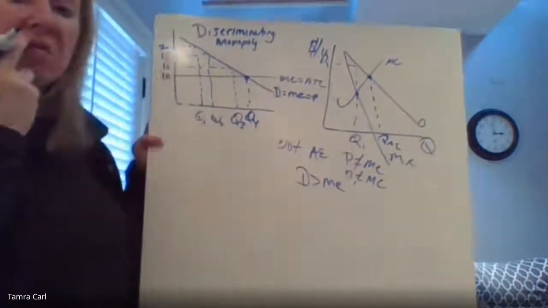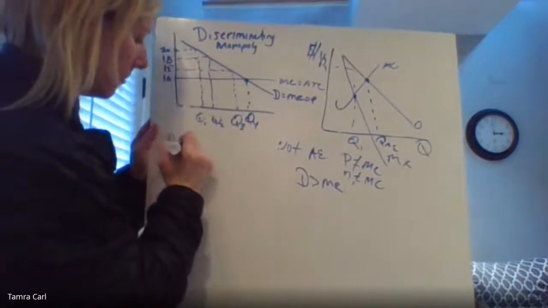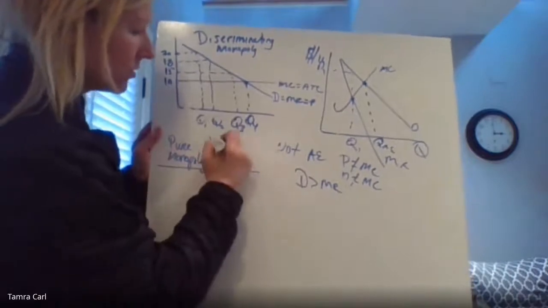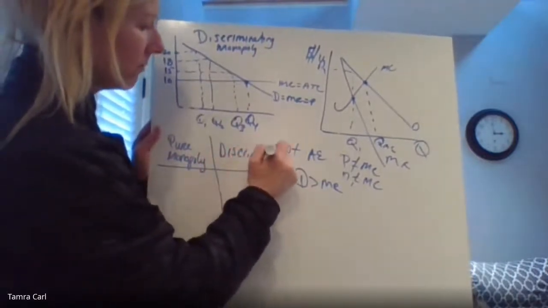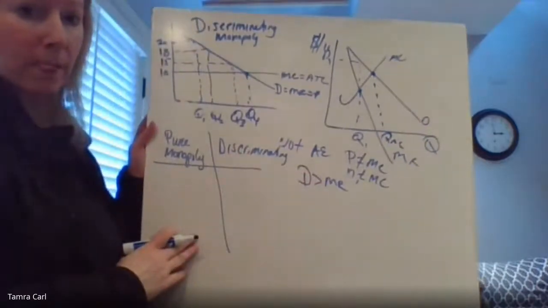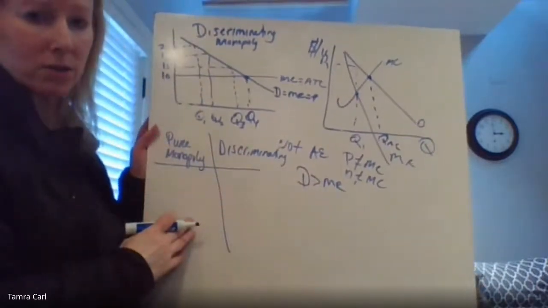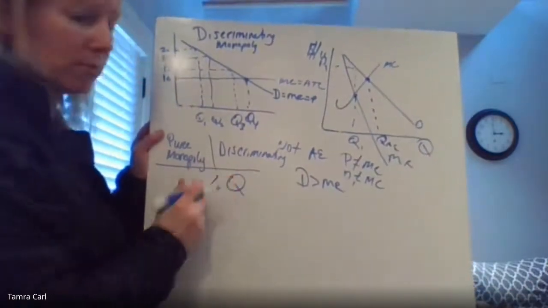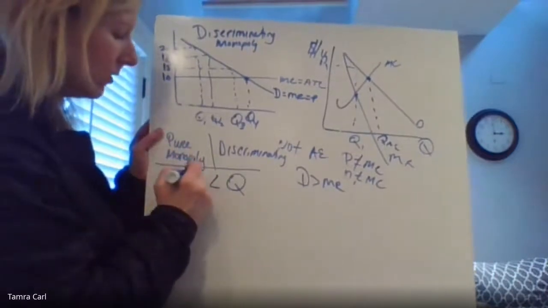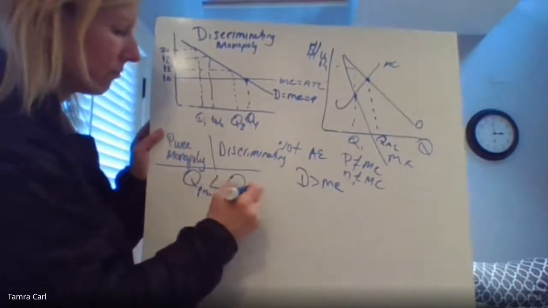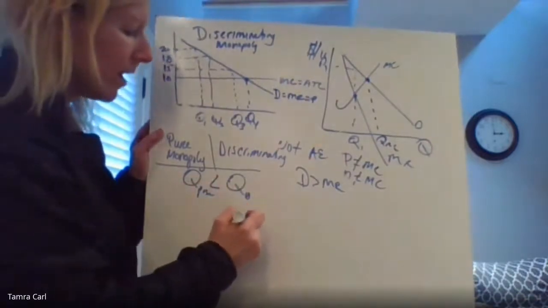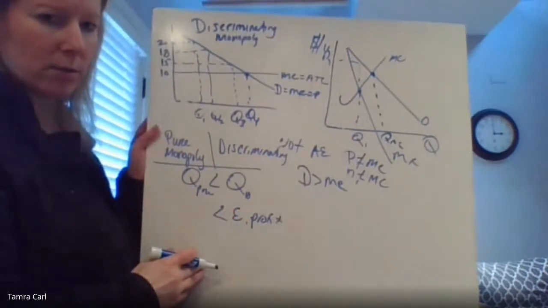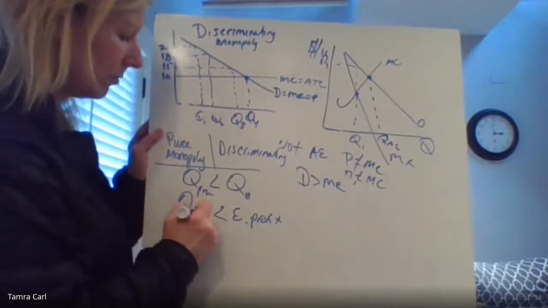right? So a few things. If I'm going to compare a pure monopoly to a discriminating monopoly, a few things I can compare. First off, when we talk about quantity that is sold, you will always produce more when you are a discriminating monopoly than you will with a pure monopoly. Your economic profit will always be greater the more that you can discriminate than you will with a pure monopoly.